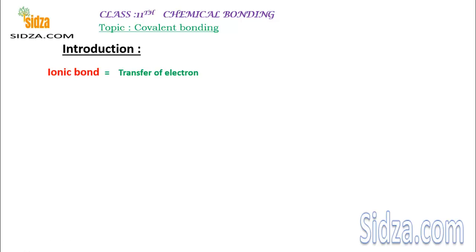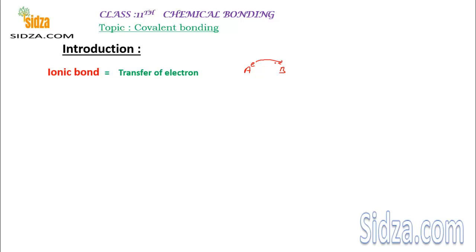Here in this video we will learn about covalent bonding. In our last video we learned that an ionic bond is formed by the transfer of electrons. That means in ionic bond formation, when one atom loses an electron and the other gains, due to the transfer of electrons you get an ionic bond. But today we will discuss the covalent bond.